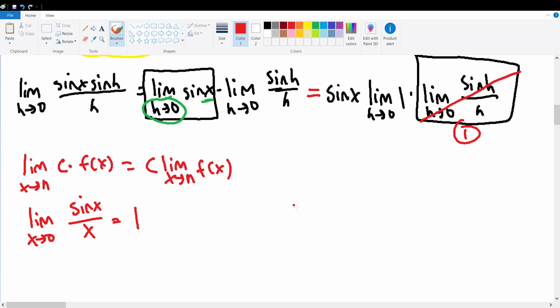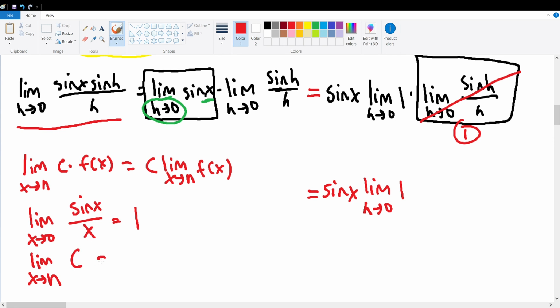So this whole limit, the limit as h goes to 0 of sine of x times sine of h divided by h, will then be equal to nothing more but the sine of x times the limit as h goes to 0 of 1. And we know from another limit property that the limit as x approaches any number of a constant is equal to that constant. And since 1 is a constant, no matter what variable is approaching 0, this will always be 1. So this will then be equal to sine of x. So our second limit product results to sine of x.